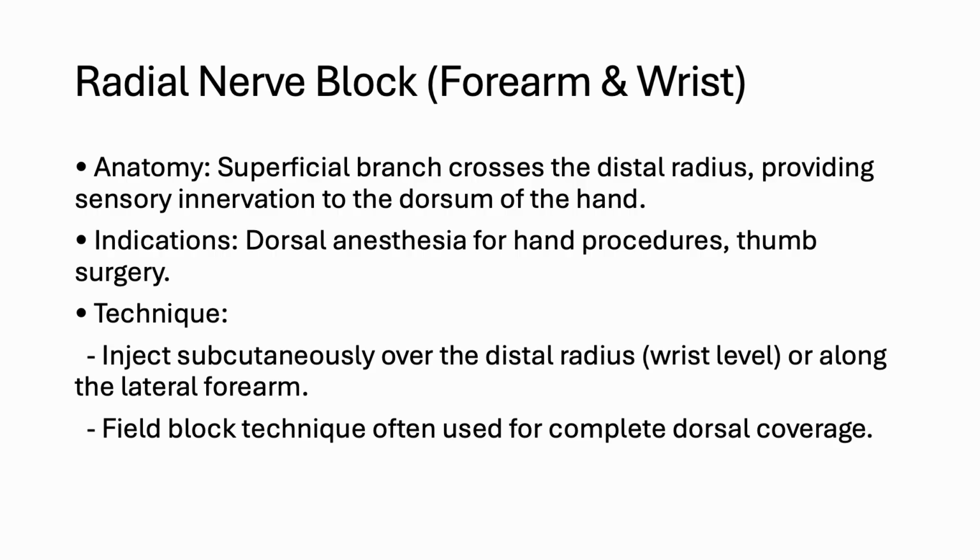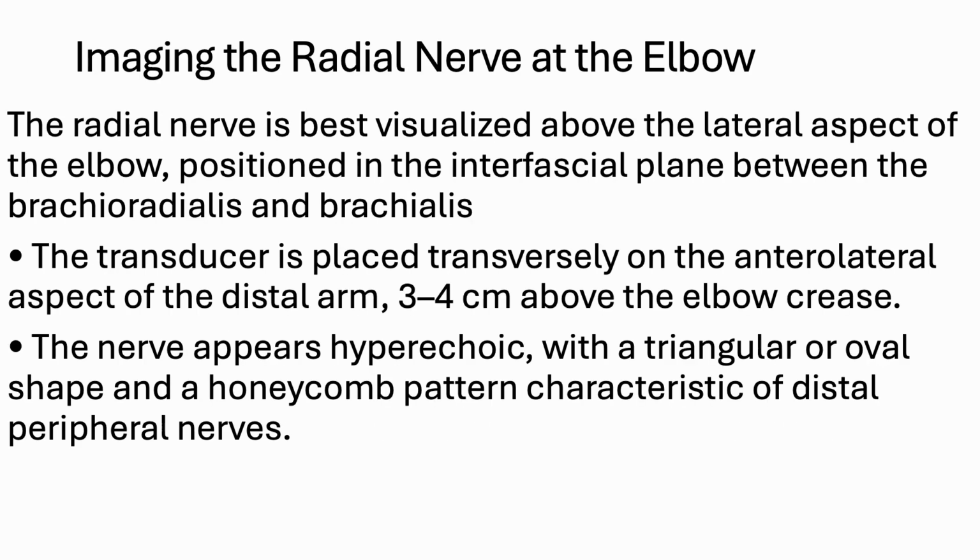For the radial nerve, it's a superficial branch that crosses the distal radius, providing sensory innervation to the dorsum of the hand. All right, so indications are dorsal anesthesia for hand procedures, thumb surgery. We're going to inject subcutaneously over the distal radius at the wrist level or along the lateral forearm. A field block technique is often used for complete dorsal coverage.